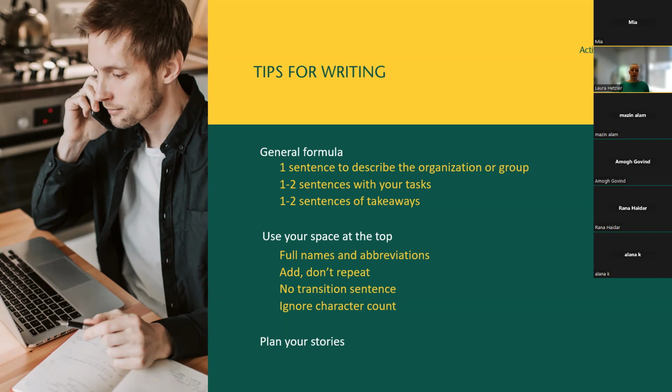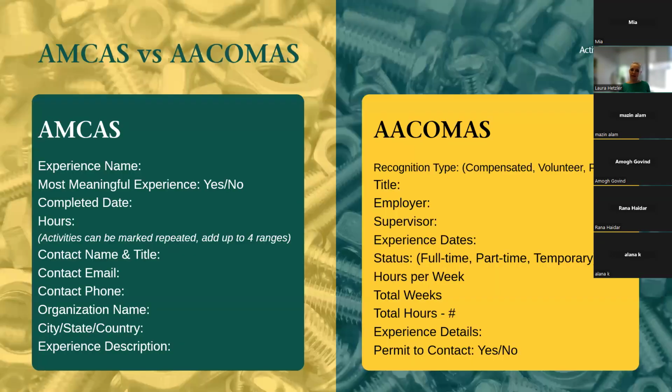I said at the beginning, don't worry about characters when you start writing. You're gonna put this in a doc, you're gonna put it all down. But one of the best things you can do to manage your characters is use your space at the top. So what do I mean by this? I'm gonna go back to this slide. Here in this experience name field, all right? Let's say you are a researcher in a project for the School of Medicine. You could simply write experience name, research assistant. Okay, it's not wrong. Certainly gives me the information that I need to continue reading.